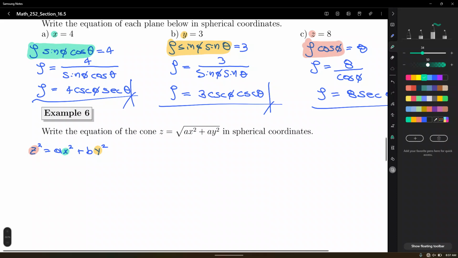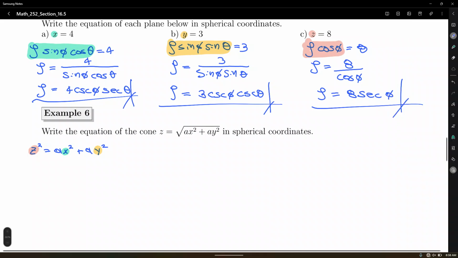Yes. The question says A y squared instead of B. Oh yes, it says A. So I don't know where the B came from. Yep, that's A. All right. Thank you. Okay.